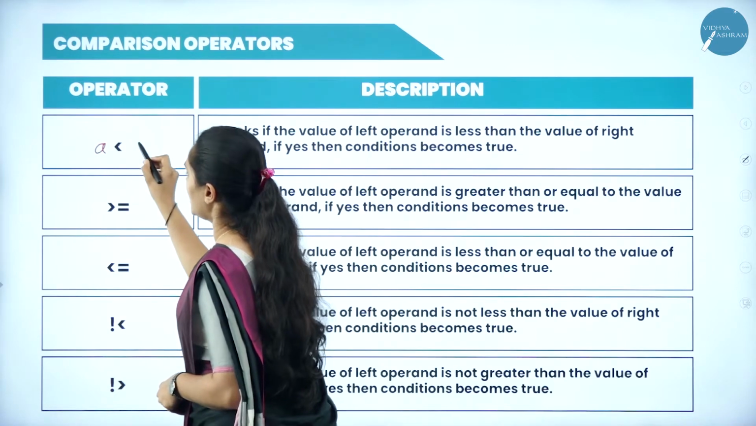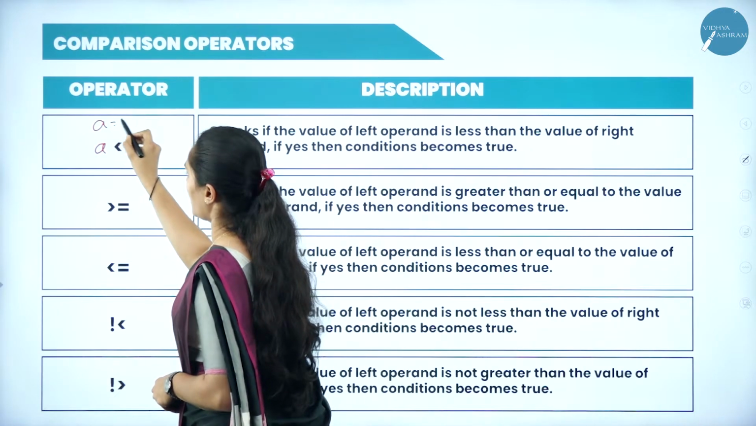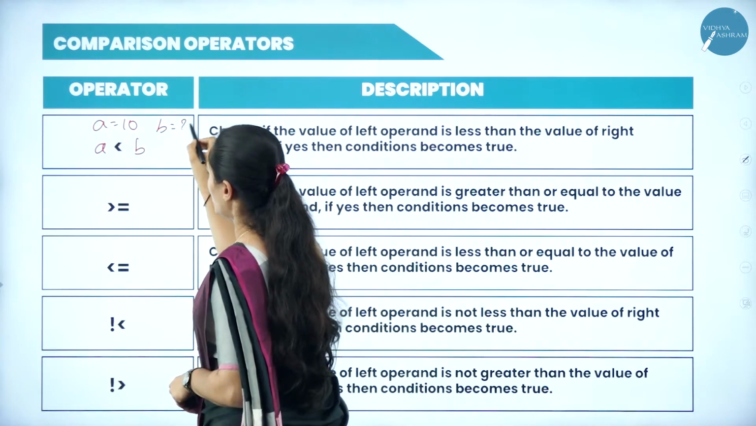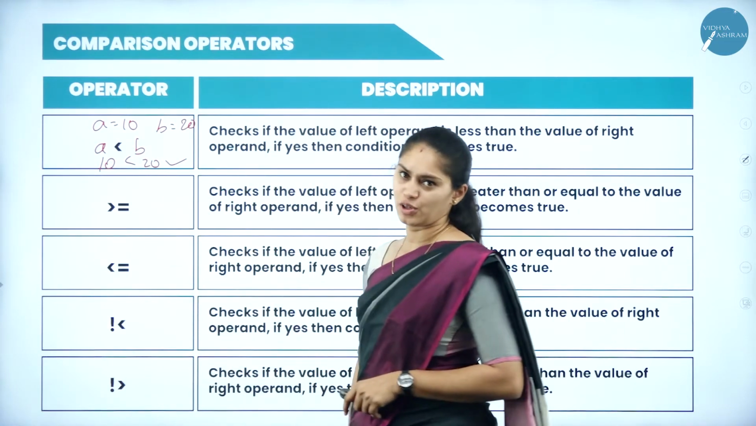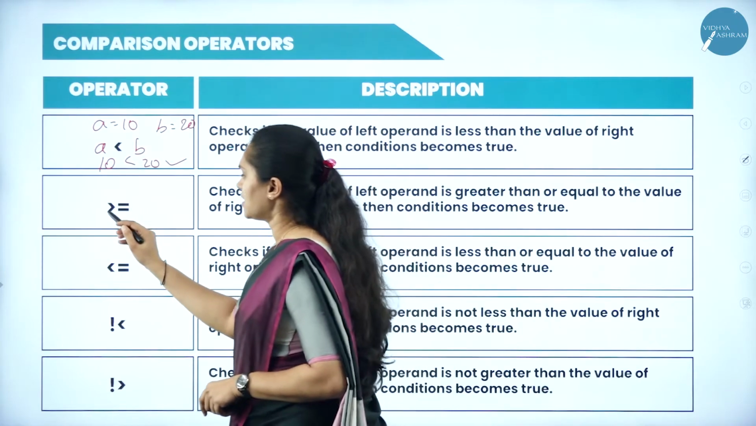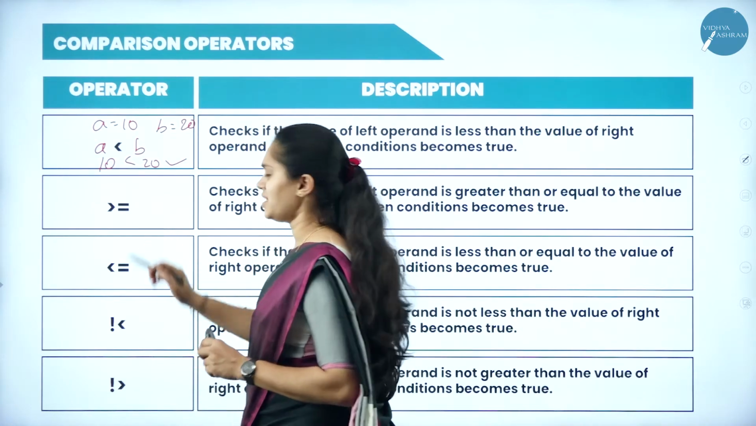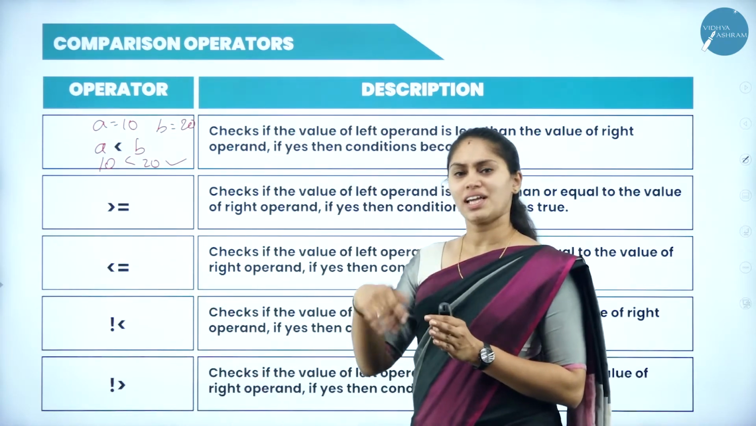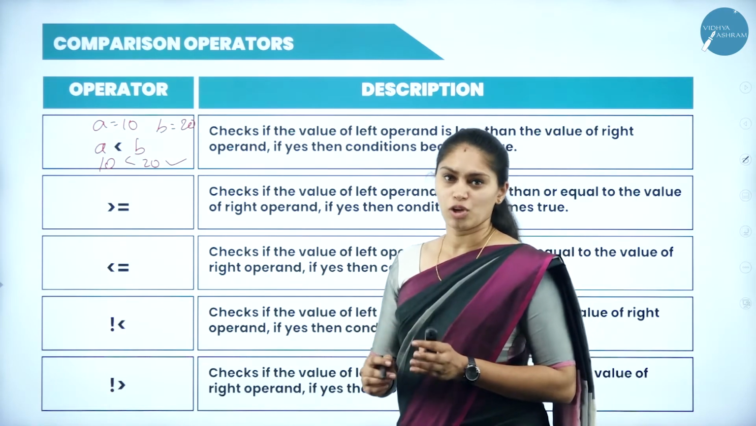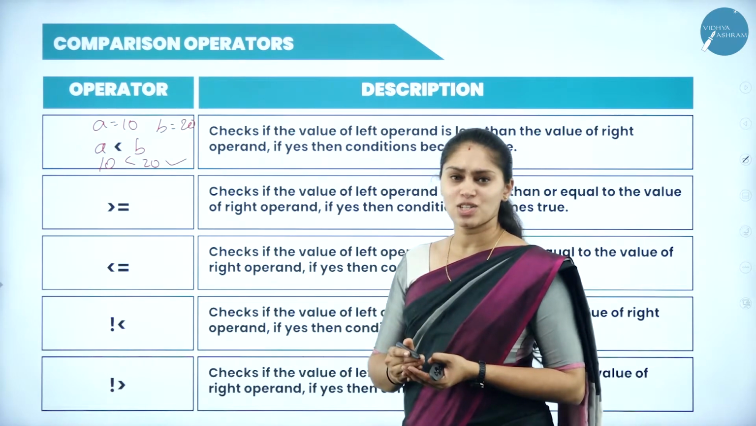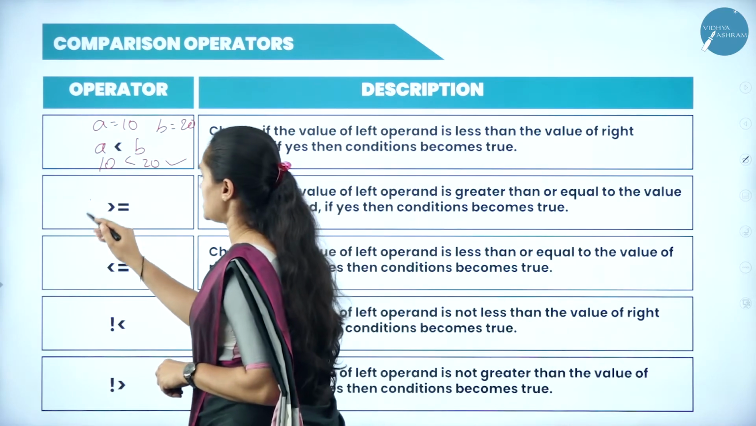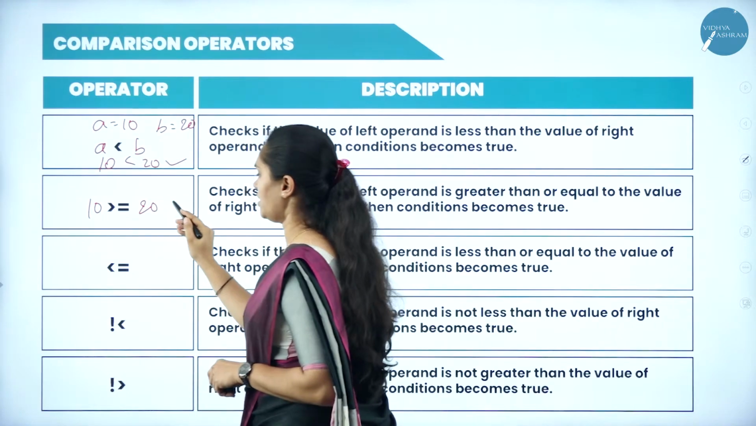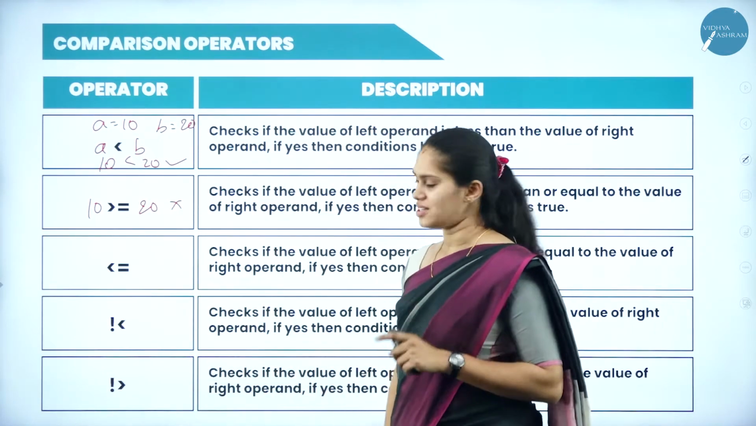So here also, A lesser than B. Consider A is 10 and B is equal to 20. Is 10 lesser than 20? It will become true. And also we have greater than or equal to. That means it can be either one of the conditions. It can be greater or it can be equal. If any one of the conditions gets satisfied, then it will be true, otherwise it will be false. So here, is 10 greater than or equal to 20? False. So it will return false in this case.